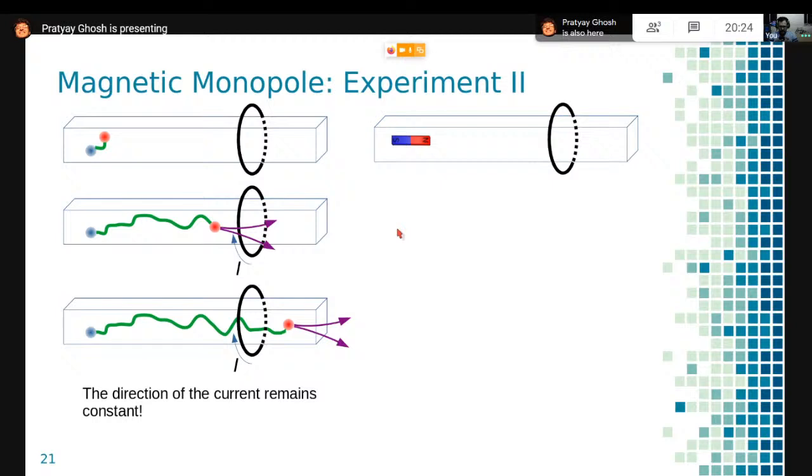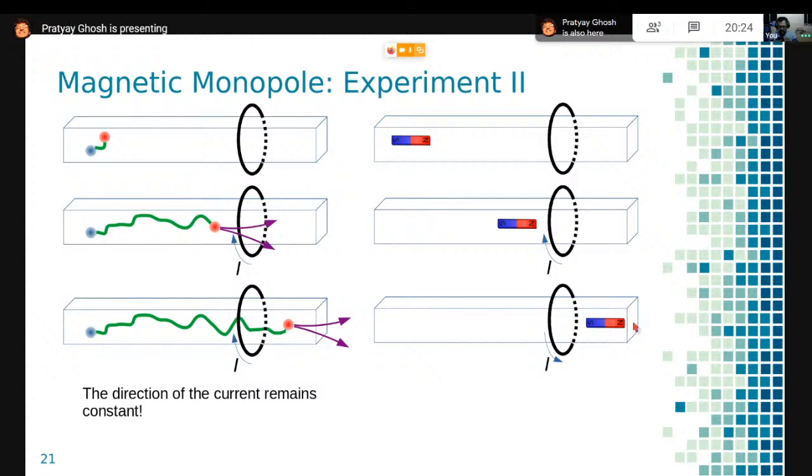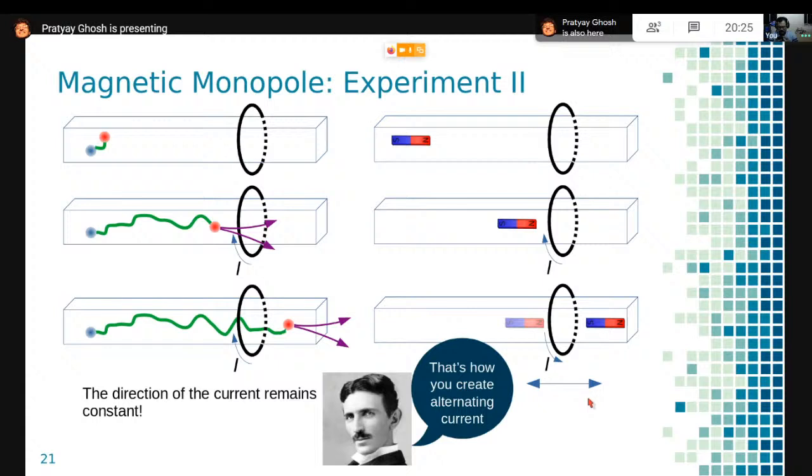So if I have a bar magnet and I do the same thing, the bar magnet comes in, the current wants to oppose the North Pole, so it will be in this direction. And once it crosses, the current moves in the other direction, because now it needs to pull the South Pole back into the coil. This is how we generate our AC current. We take the magnet, we fluctuate it back and forth, and the current direction changes on each move, and then you get your AC current.